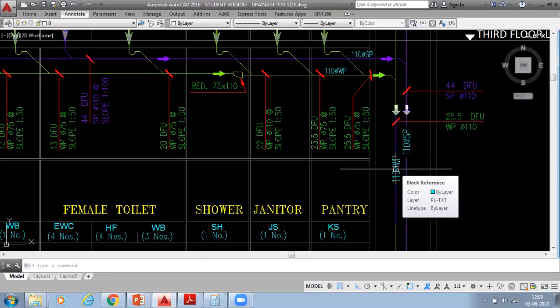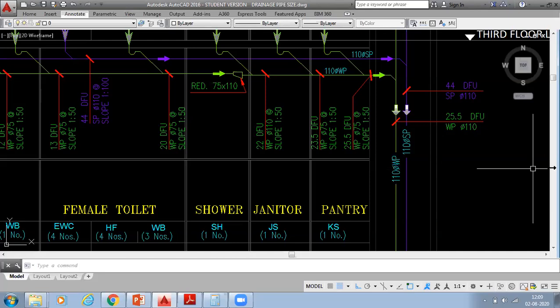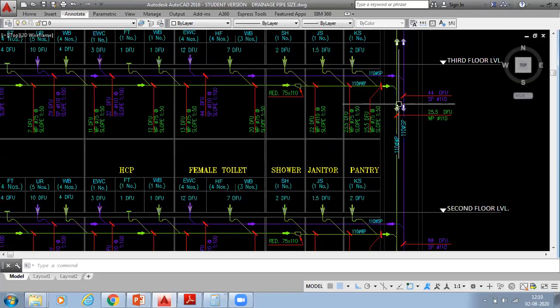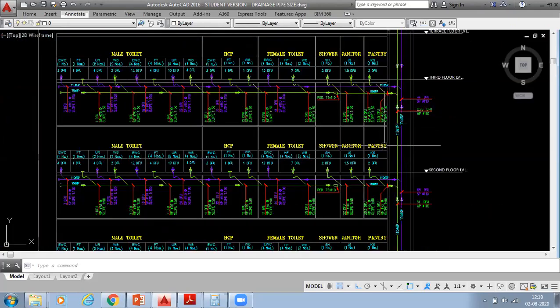Now in water supply, after supplying, finally the size will be reduced. The load will always be reduced. Now in the drainage system, the load will be increased. That's why our pipe size will increase.